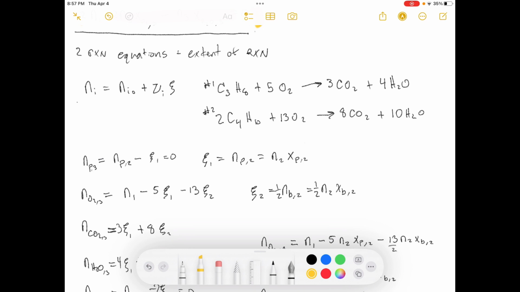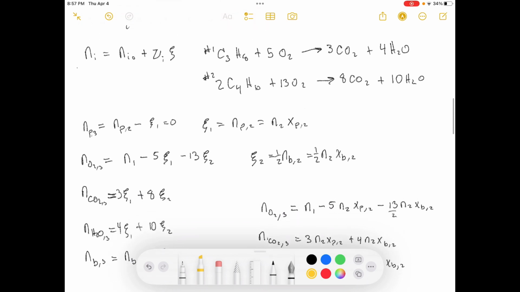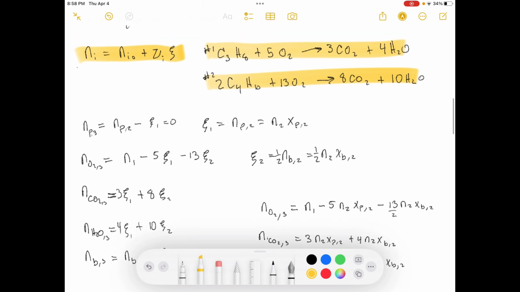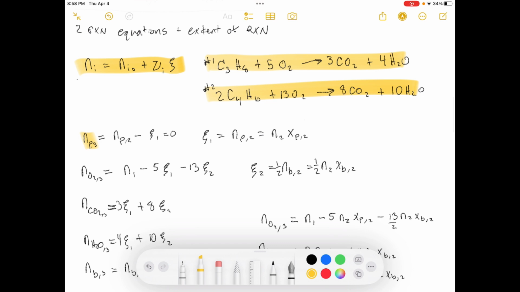Okay, so then we move on to the reaction equations, and we do extent of reaction equations. And the general extent of reaction equation is here. We've got our 2 reaction equations, okay? So then we start writing them out. We say the amount of propane in here equals the amount of propane we started with, minus the extent of reaction. It's minus because it's a reactant, okay?